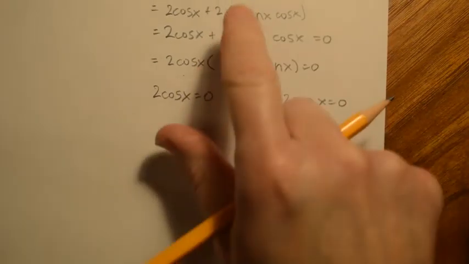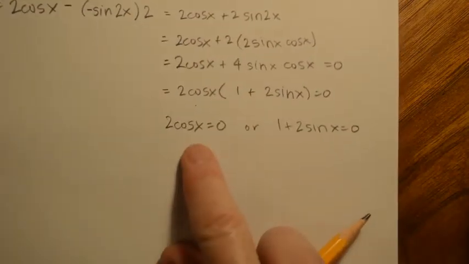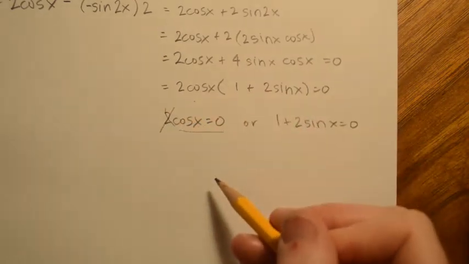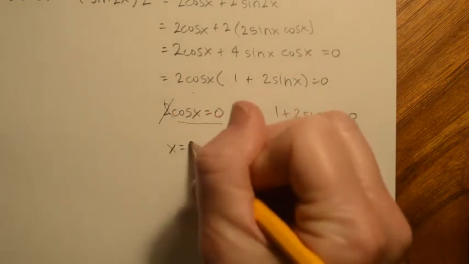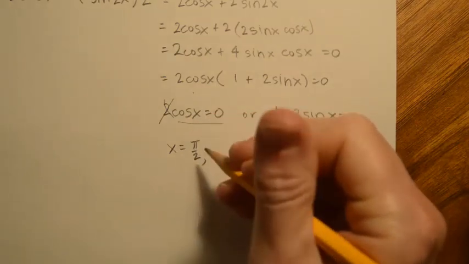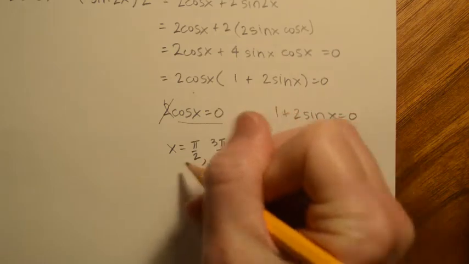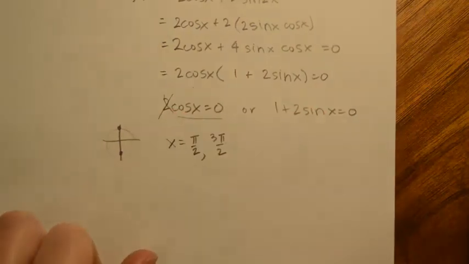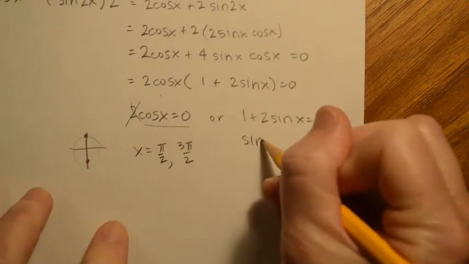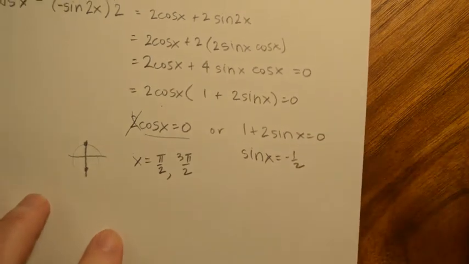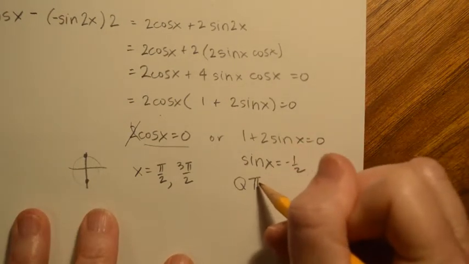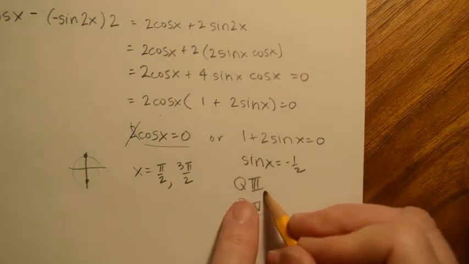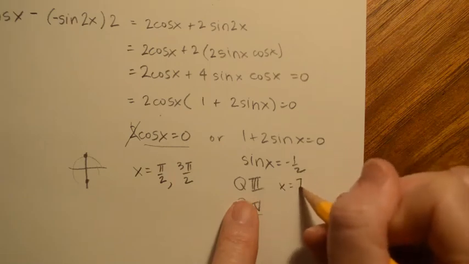All right, so where in the interval 0 to 2 pi is cosine equal to 0? Again, this 2 is doing nothing for us right here, so we're just looking for where cosine is equal to 0. So that should be x equals pi over 2 and x equals 3 pi over 2, up here and down here, if we're looking at our unit circle. And then here, this is saying where is sine x equal to -1/2. Negative occurs in quadrant 3 and quadrant 4. And those are pi over 6 angles. So in quadrant 3, the pi over 6 angle is x equals 7 pi over 6.